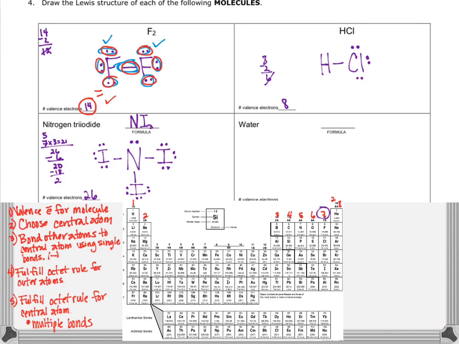Again, I can check, and if I add all of my electrons, including those found within the bonds, I'm going to end up with 26. All right, next I have water. We all know that formula, H2O. Hydrogen has 1 valence electron. I have 2 hydrogens, so I have 2 so far. Each oxygen has 6, so I have 8 valence electrons.